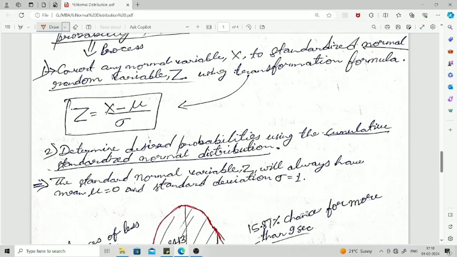So the first step here: convert any normal variable x to a standardized normal random variable z using the transformation formula. So what that means is that we need to convert whatever value of x is given to its equivalent value in other terms. For example, if the x value is given as 50, I'm going to explain how we can understand the meaning of the normal random variable z.